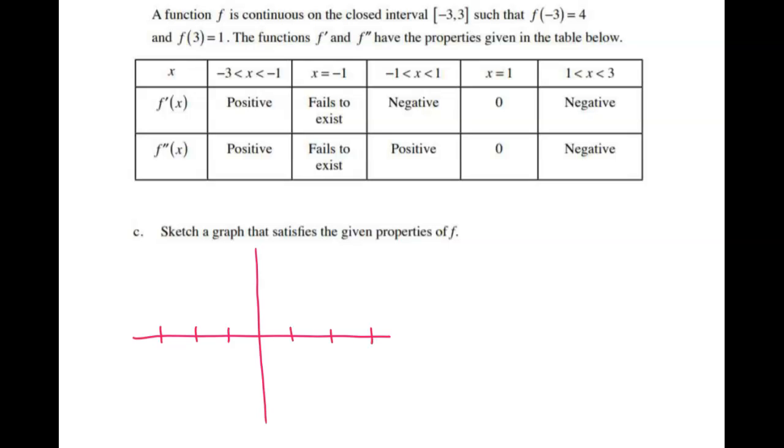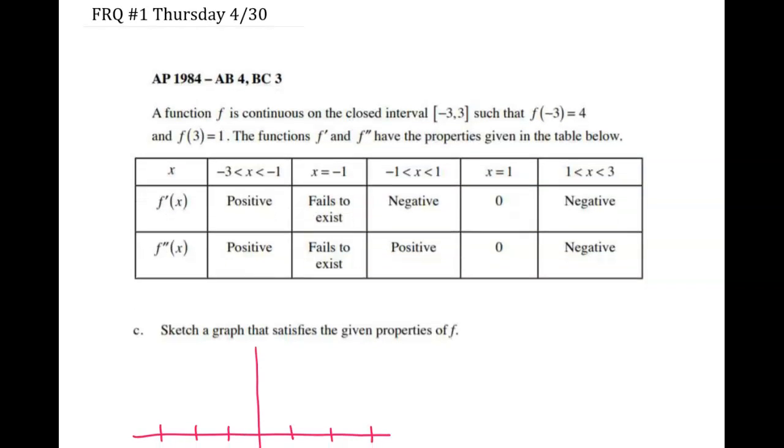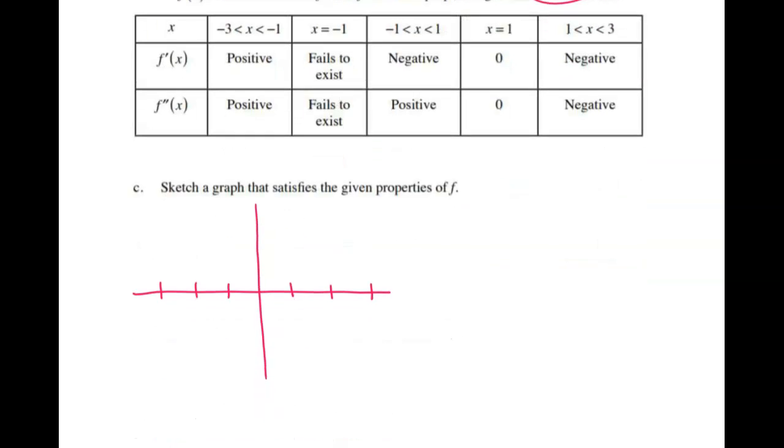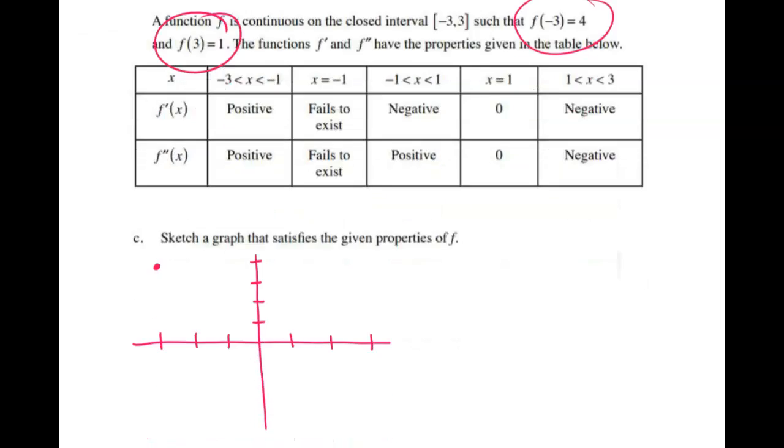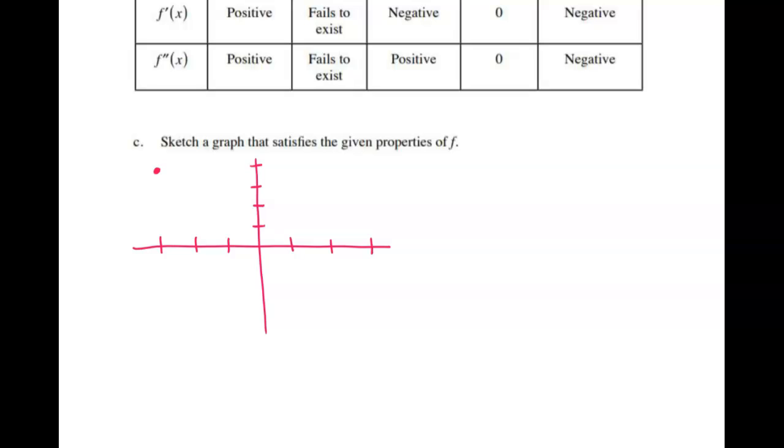Let's see, what do we know? We know that f of -3 is 4. So there's a point. And we know that f of 3 is 1. So there's another one. Okay. So we have our points.